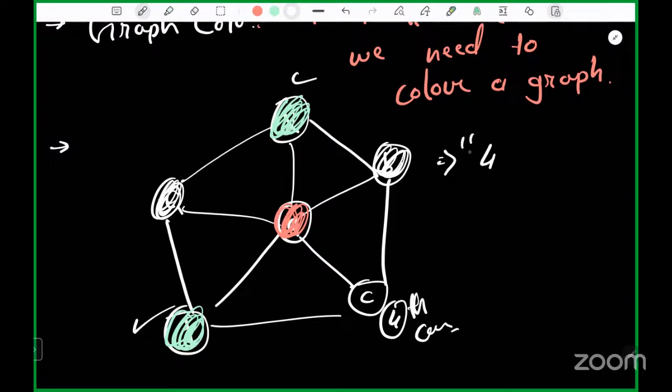So here the thing is, in the outer one, you have an odd number of vertices. So that's why one vertex will be left. For that one, we need one more color. So here 4 is the answer.